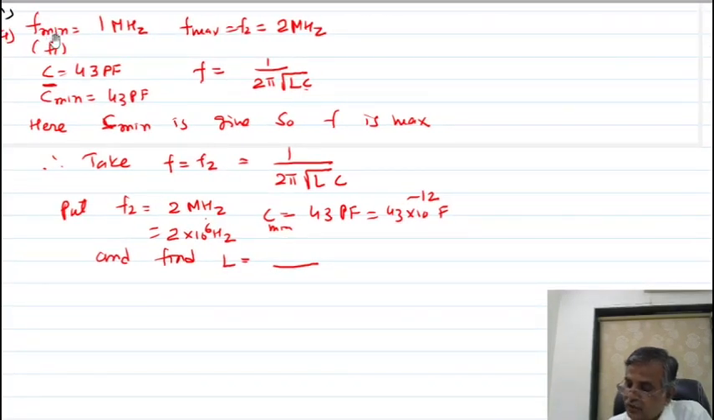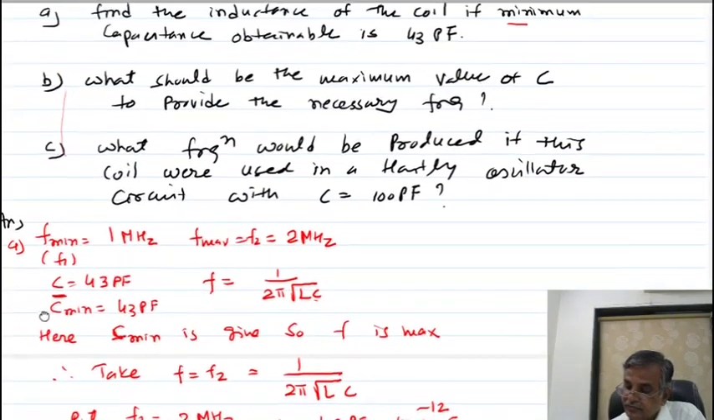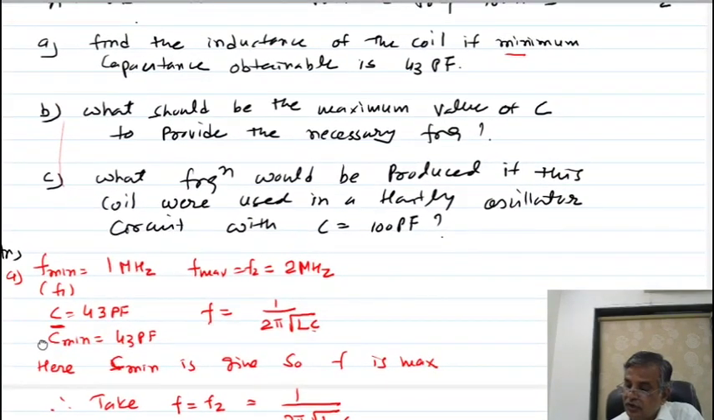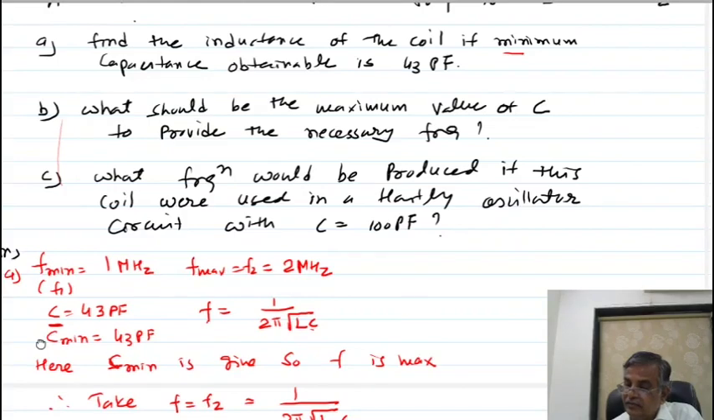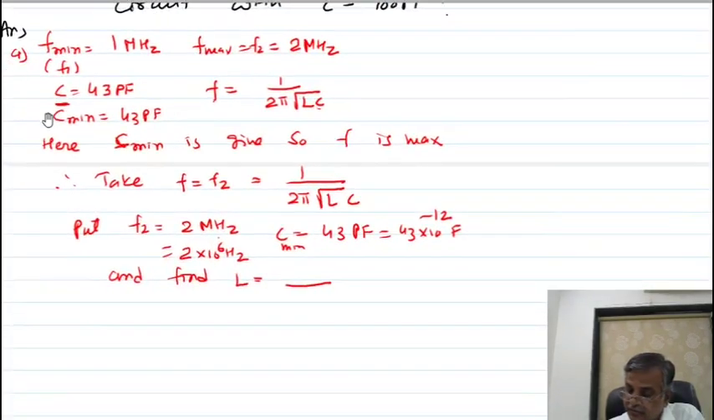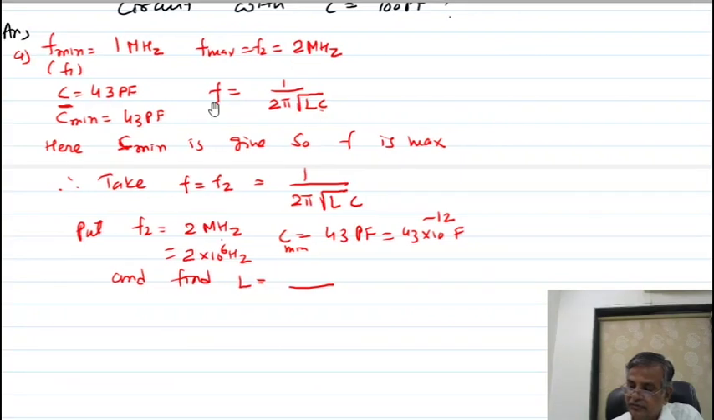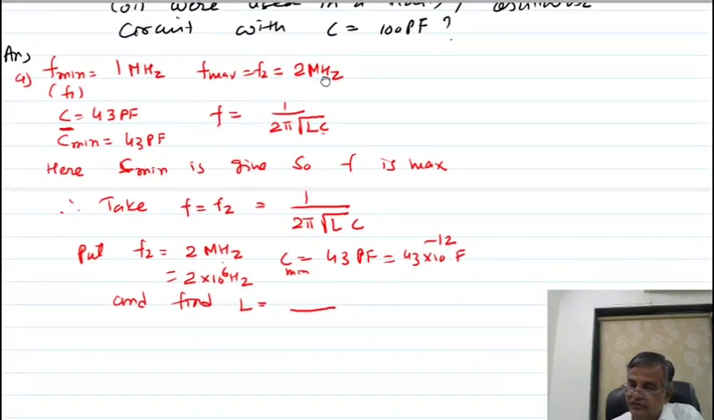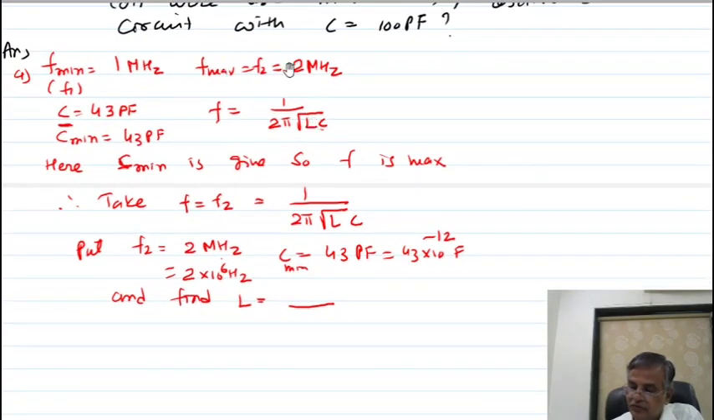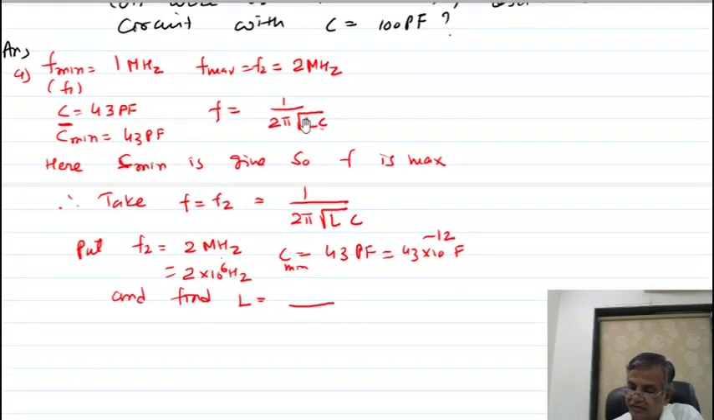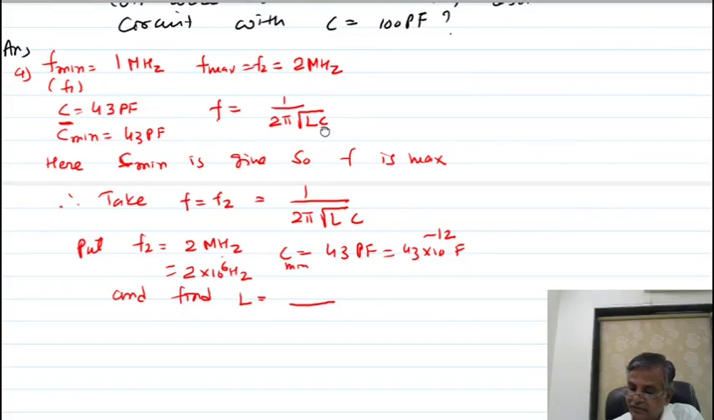Remember, this is the way you have to do it. So what are they asking? Try to understand the questions. Find the inductance of the coil means you have to find L when C minimum is this one. C minimum means immediately you have to get the idea F is maximum, so I have to use this value. I cannot use the other value to find L. So I put the value of 2 megahertz. Here C is minimum, you find L.